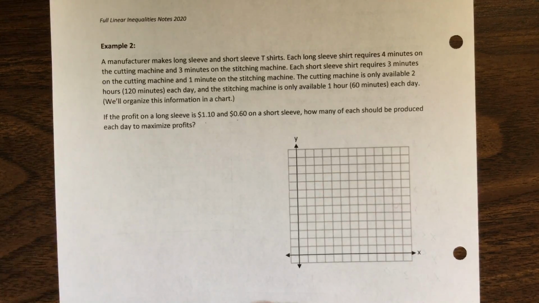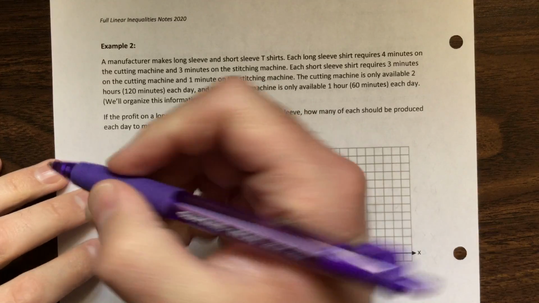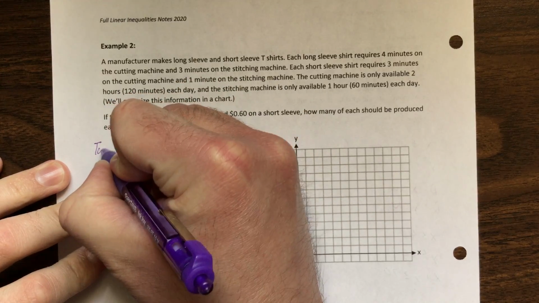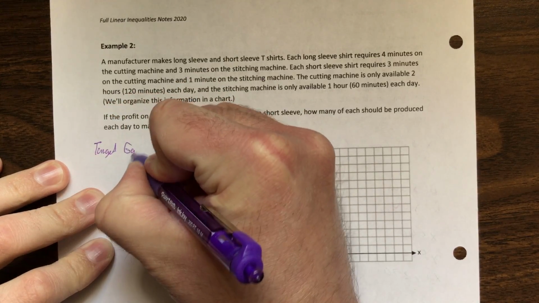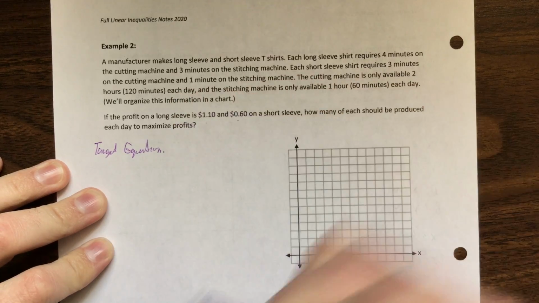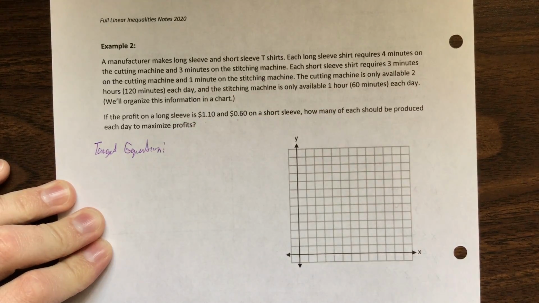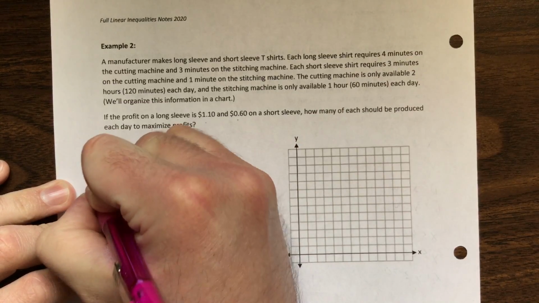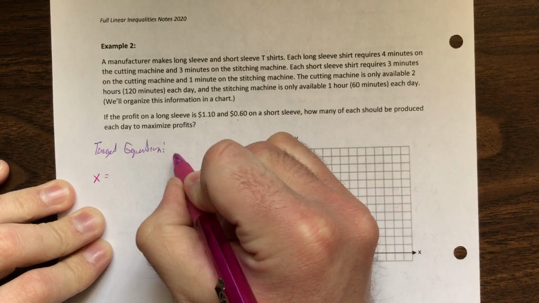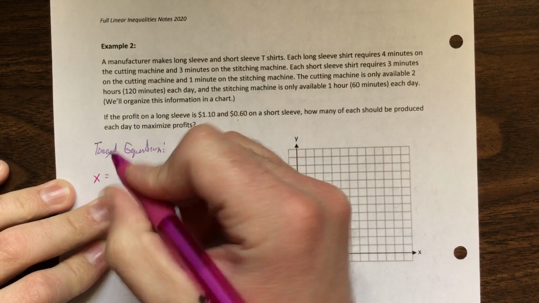Well, what we want to do is we want to try to maximize our profits. And so our target equation is going to be maximizing profit. Well, first things first, before we get to our target equation, let's define our variables. To get our target equation, we need to know how many shirts of each we're going to make.